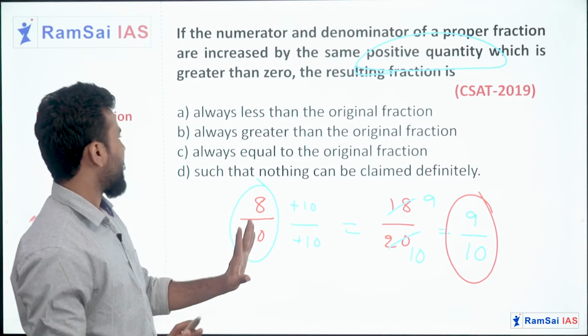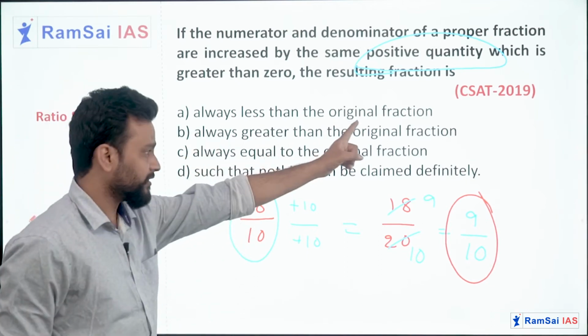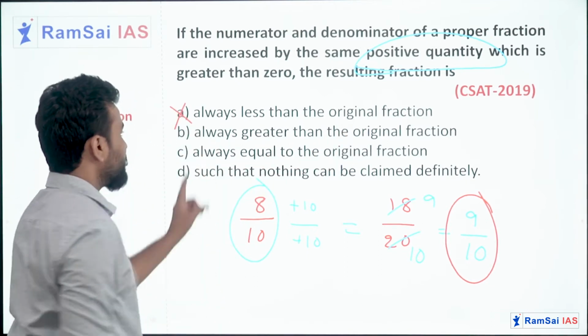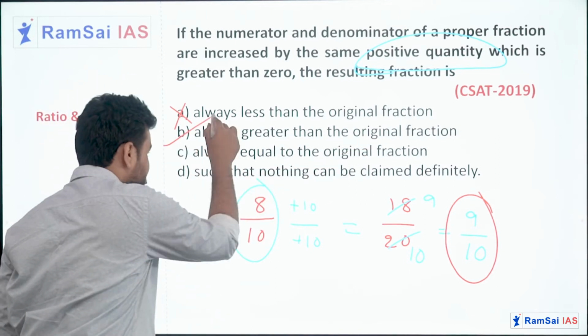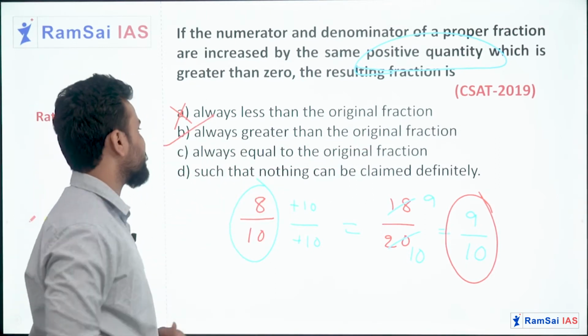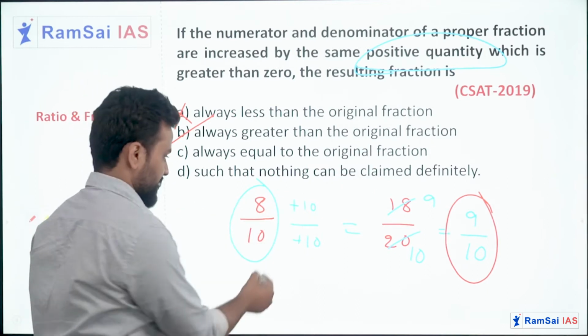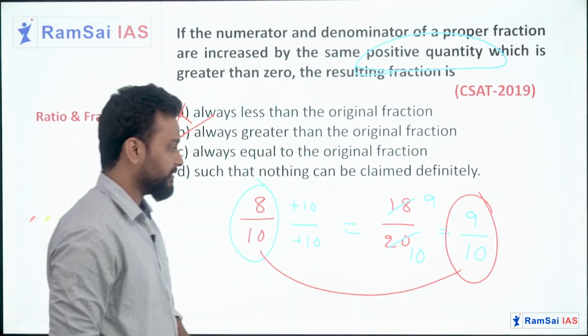So, from this I can say always lesser than the original fraction? No. Always greater than the original fraction? Yes. Let me check the remaining two as well. Always equal to the original fraction, 8 by 10 and 9 by 10? No, they are not equal.